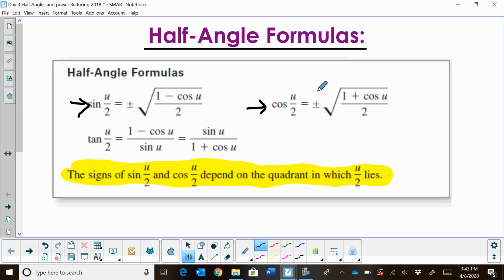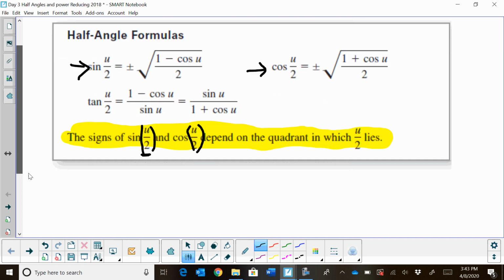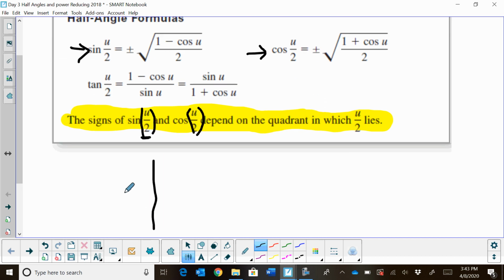Now, how do you know whether to evaluate as a positive or negative? Well, it depends on where the original angle falls. So wherever the sine of this angle falls, or the cosine of the original angle falls, that tells us our signs. So let's go over those signs very quickly.